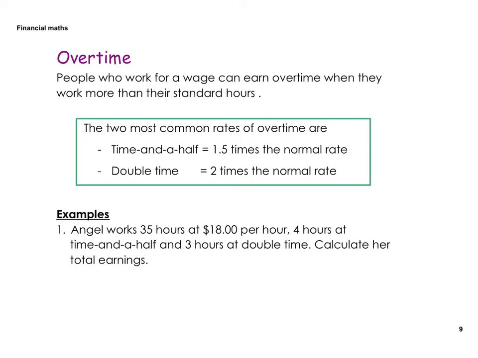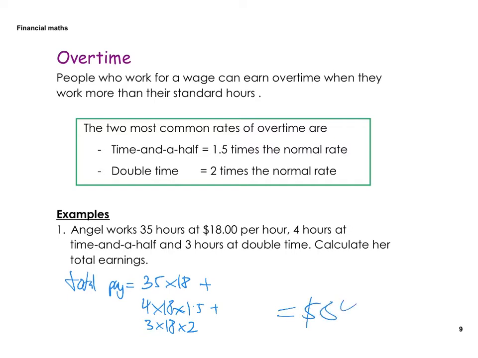Angel worked 35 hours at $18 per hour, 4 hours at time and a half, and 3 hours at double time. Calculate her total earnings. So total pay equals 35 times 18. That's normal, but also 4 hours at time and a half. So 4 times 18, the rate, times 1.5, plus 3 hours at the rate, times by 2. Add those together and you have your answer. And that is $846. And just to make this clear, this is the time and a half and this is the double time.